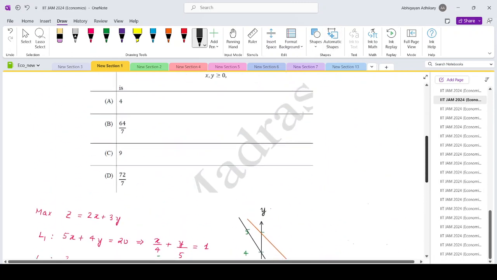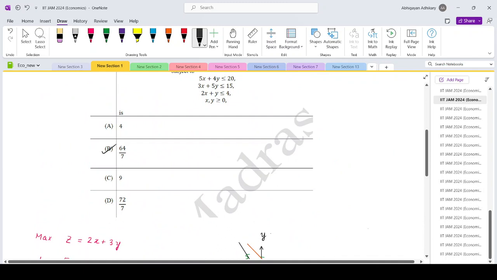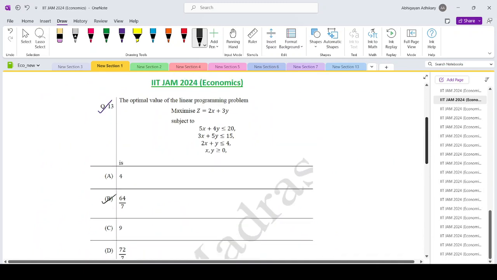Alright, and that gives you your correct option as option number B for this question.